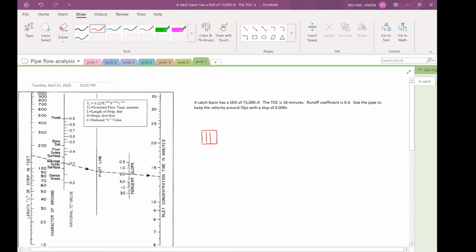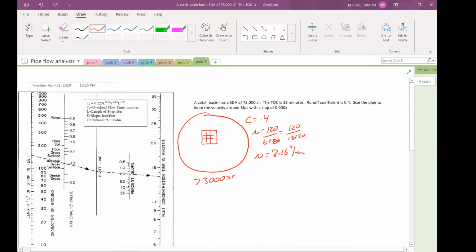So for this problem, we have a catch basin with a storm drainage area of 73,000 square feet. The runoff coefficient for the area is 0.4. The intensity is 120 over T plus 20, which would be equal to 120 over 18 plus 20. That is an intensity of 3.16 inches per hour.